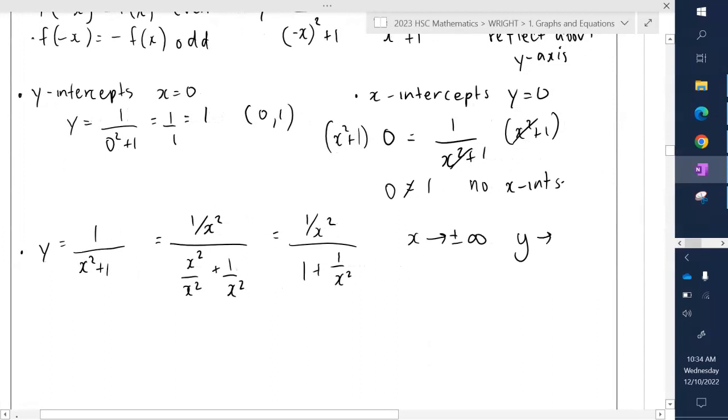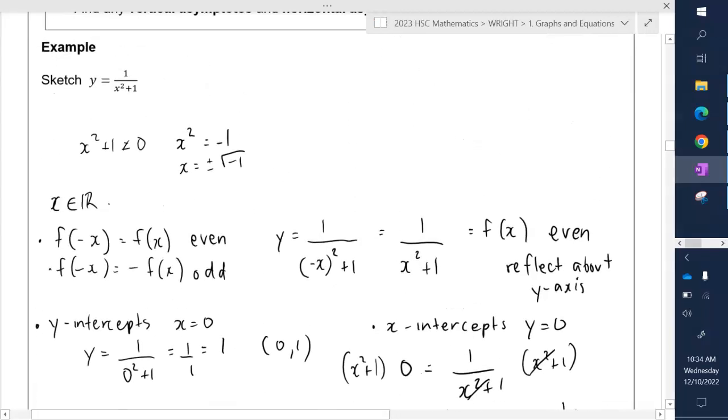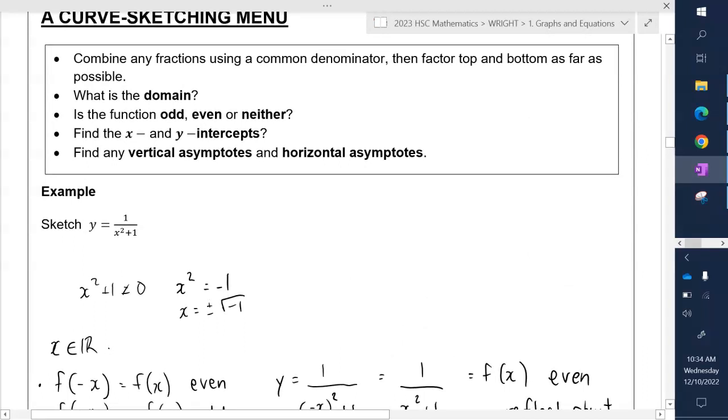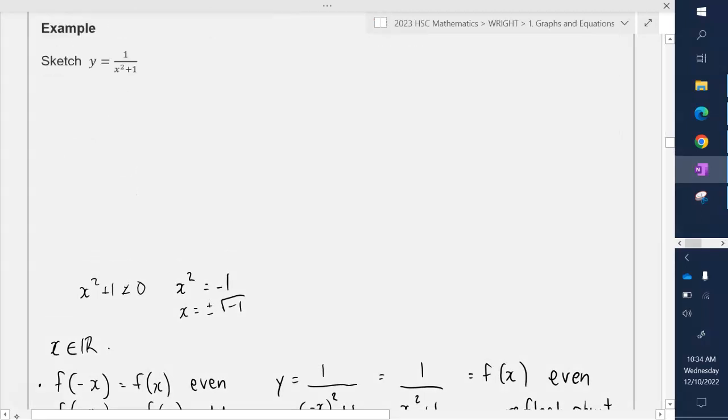As x gets really, really big, on the bottom here, 1 divided by a really, really big number basically goes towards 0. So we're going to have 0 over 1 plus 0. So that's going to be 0. So y is tending to 0 as x is going to infinity. So y equals 0 is a horizontal asymptote. And we can have a look at what happens to the graph in a moment around all these points that we've looked at. So we've done all these points up here. Let's draw our graph and see what it looks like.